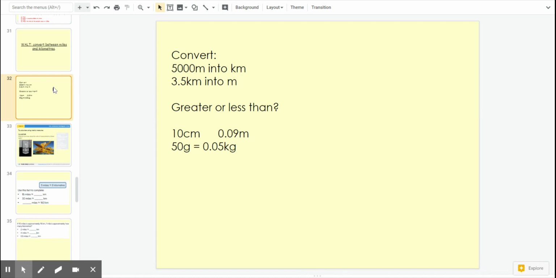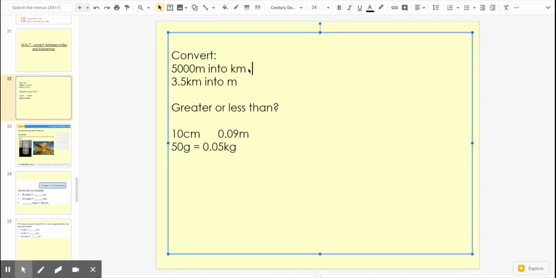Right, okay, so a bit of a recap then. So let's convert 5,000 metres into kilometres. Who can remember what we need to do? That's right, we need to divide it by 1,000. So off you go then in your book. So you're right, the answer is 5 kilometres.